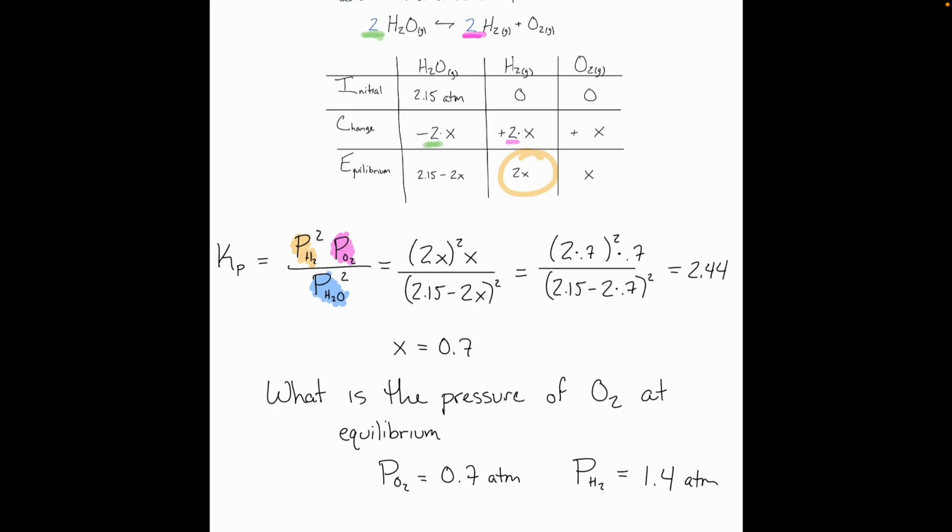That's what our ICE table is doing for us. Granted, it's in terms of these variables, but it gives us our quantity for each of those at equilibrium, or rather, the value of each of those pressures at equilibrium. Because the pressure of hydrogen at equilibrium is 2x, and we established that x was 0.7. So 2 times 0.7 is 1.4. All right, so let's do another one here.